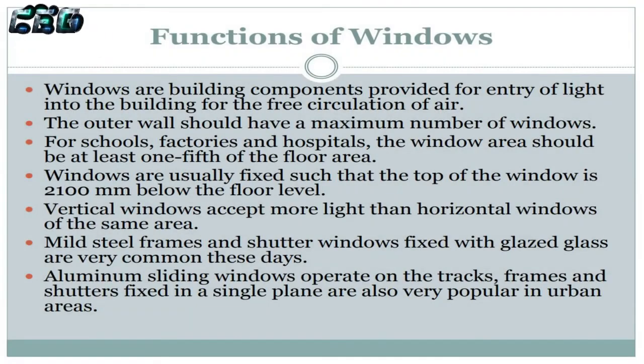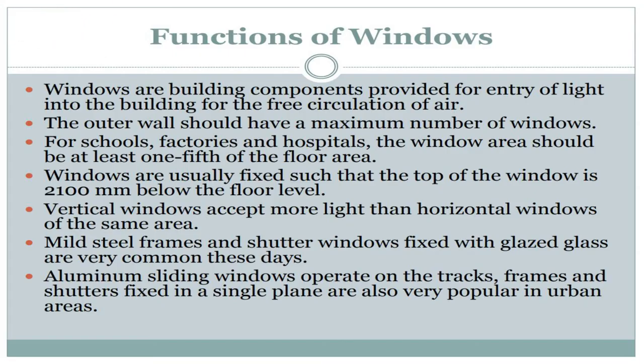Functions of windows. Windows are building components provided for entry of light into the building and for the free circulation of air. The outer wall should have a maximum number of windows. For schools, factories and hospitals, the window area should be at least 1/5 of the floor area. Windows are usually fixed such that the top of the window is 2,100 mm above the floor level. Vertical windows admit more light than horizontal windows of the same area.